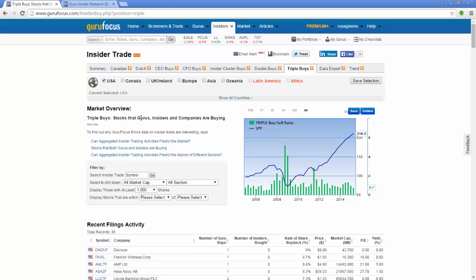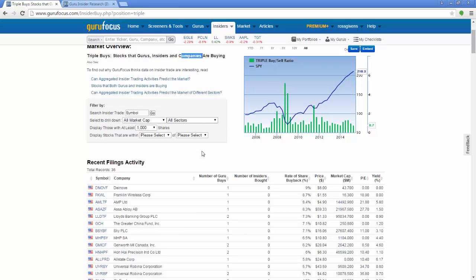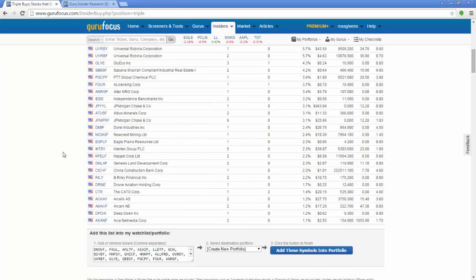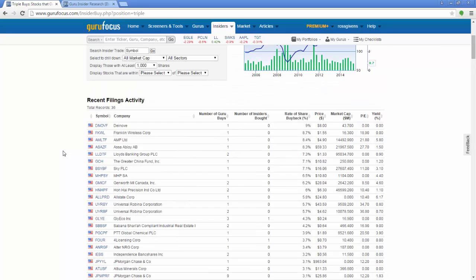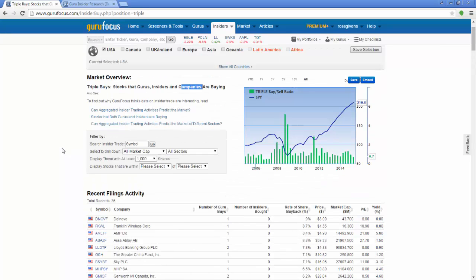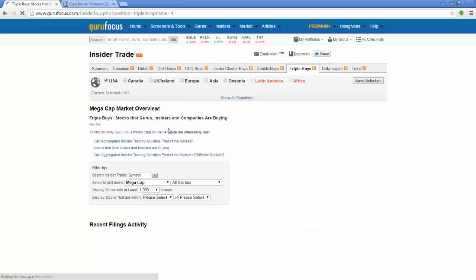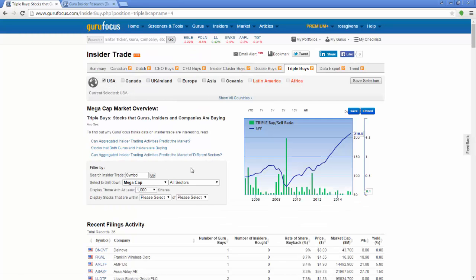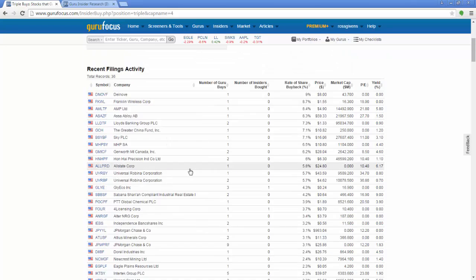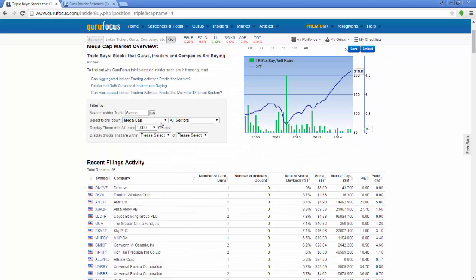So this looks for stocks that gurus are buying, insiders are buying, and the companies are buying through buybacks. So this is going to be a fairly short list. We've got 36 stocks here by default because we've got a lot of parameters on this thing, right? We're looking for a lot. We want everyone buying this stock. So from there you can filter this down even further. If we want to look at just mega caps, for instance, to see if anything makes our list. Okay, still got some stocks here.